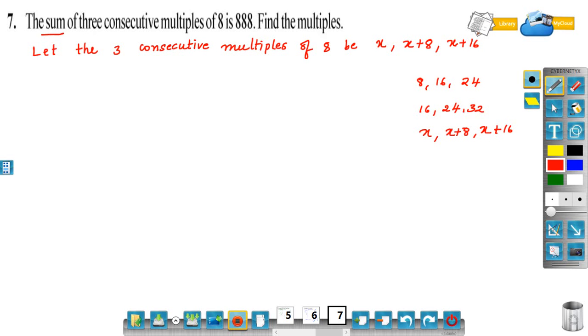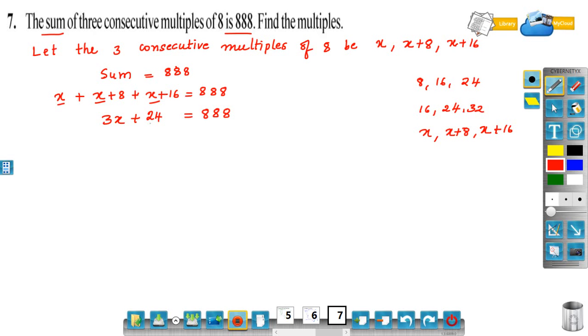So the sum is equal to 888. Now sum, that means x plus x plus 8 plus x plus 16 is equal to 888. See, there are like terms x, so 3x, 8 plus 16 is 24, is equal to 888.